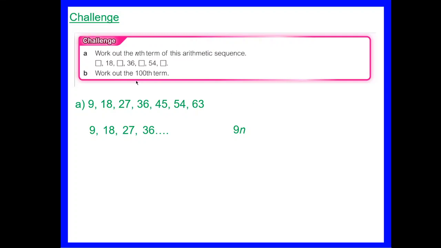Part B then says work out the 100th term. So that means we're going to swap n for the number 100. So we do 9 times 100, which is 900. So 900 is the 100th term in the sequence. So although we've only written out the first 7 terms, we can work out the 100th without having to write down 100 numbers as we went along.